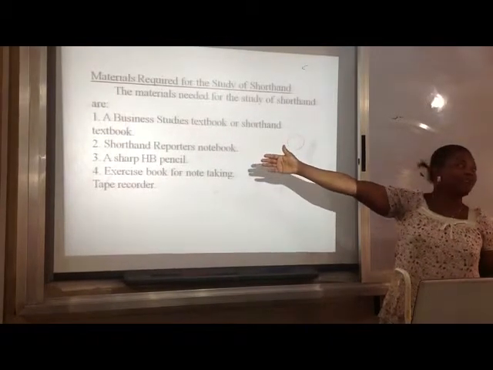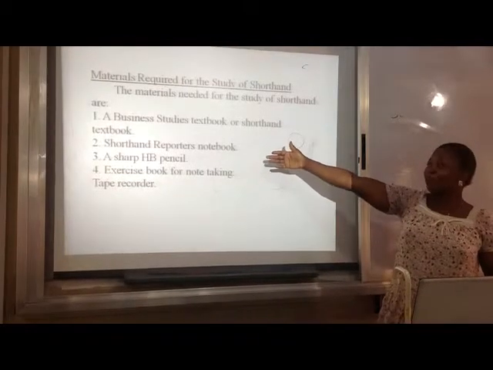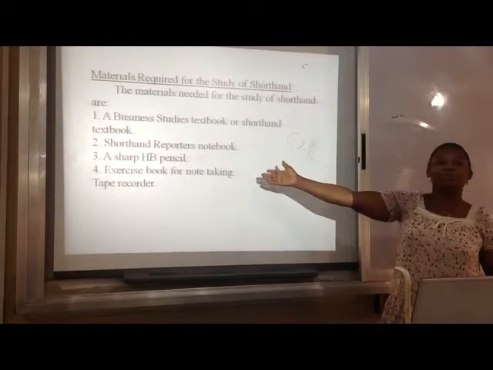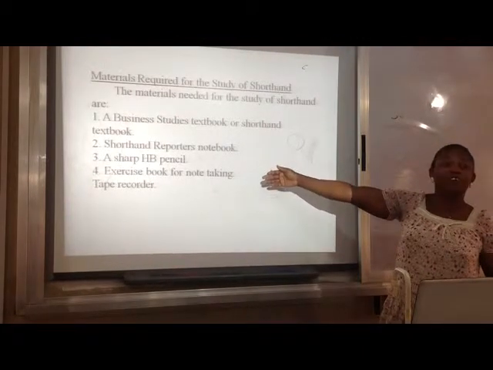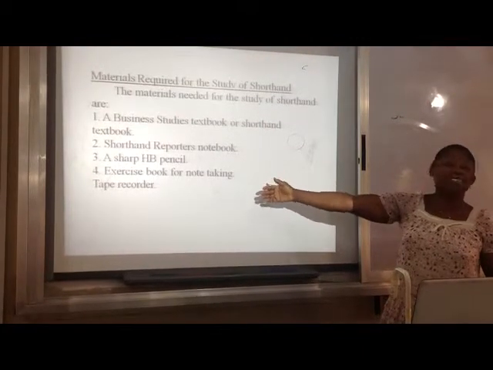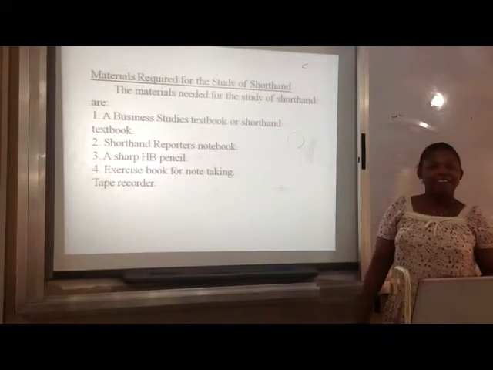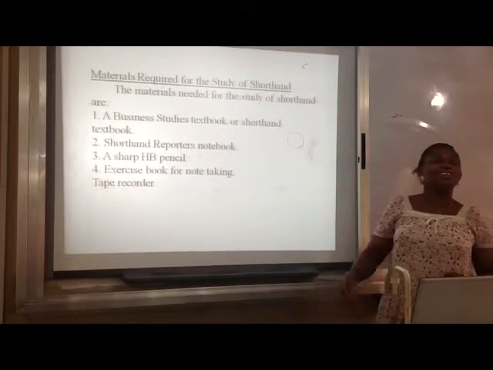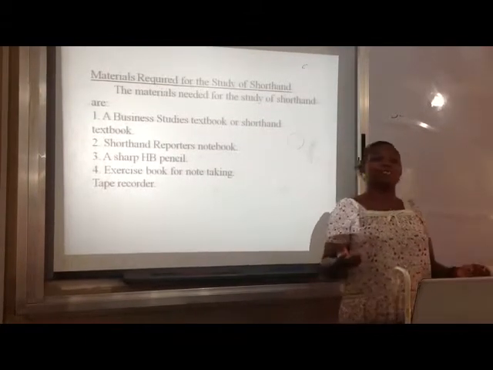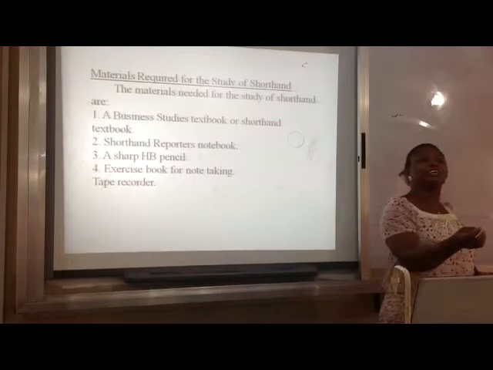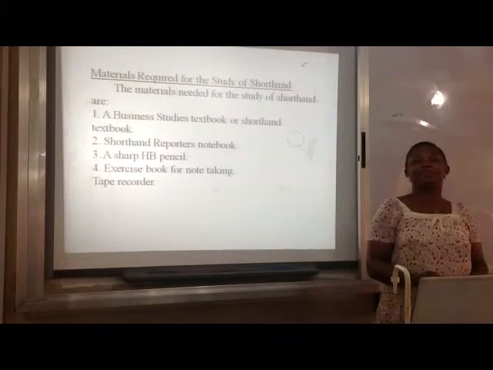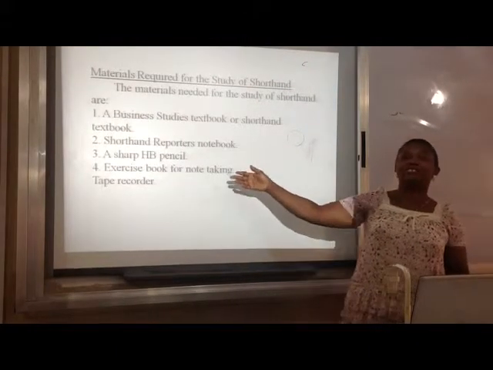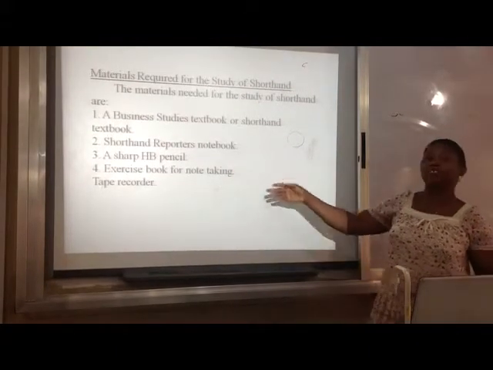Then you need your sharp HB pencil. Why? Because it can differentiate between light and heavy sounds. Then you need an exercise book for note taking. Finally, you need a tape recorder. This is a subject where from time to time we play tapes, and you listen to the tapes, then transcribe the exercises in the tape. So these are the materials that you need for the study of this subject.